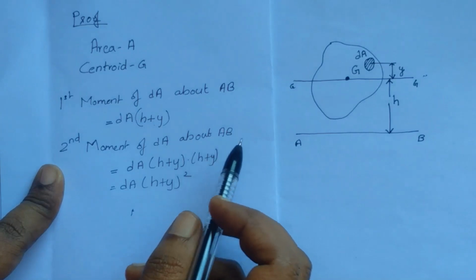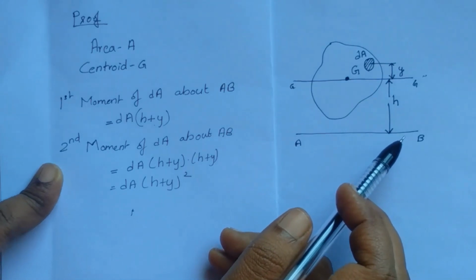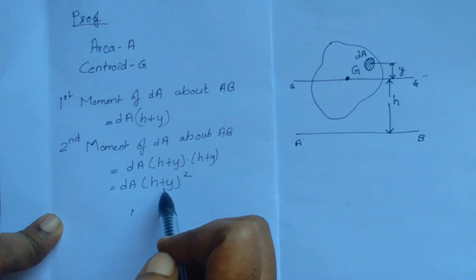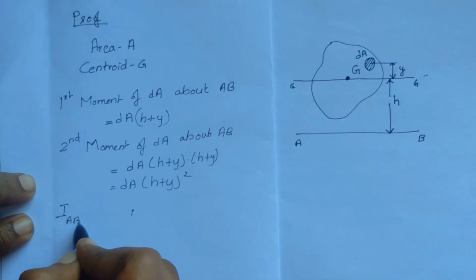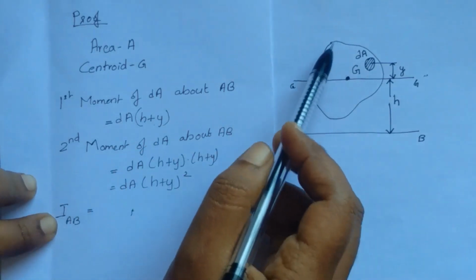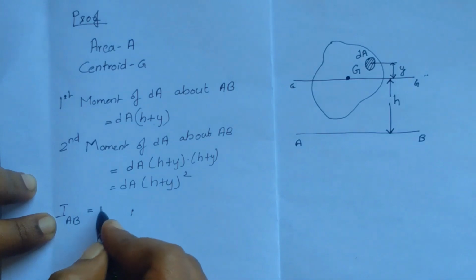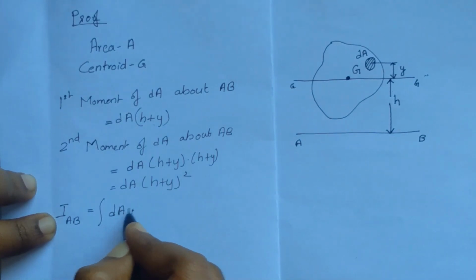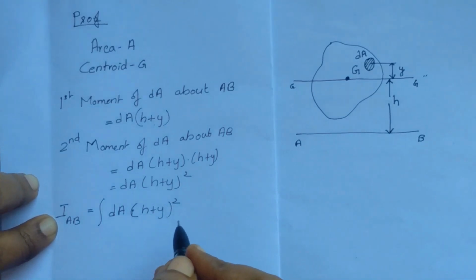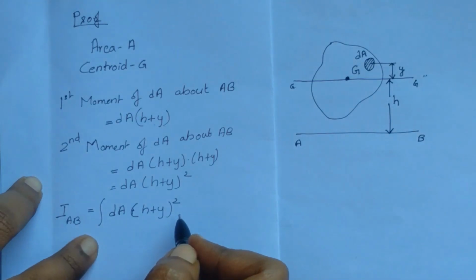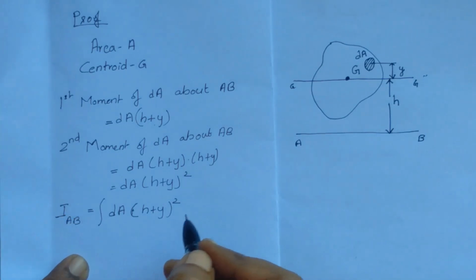So to find the moment of inertia of the entire lamina about the axis AB, we can integrate this term. Let us denote it as IAB. So what is IAB? IAB is the moment of inertia of the entire lamina about the axis AB. IAB can be found out by integrating the moment of inertia of the elemental lamina about the AB axis. So now let us expand this term.